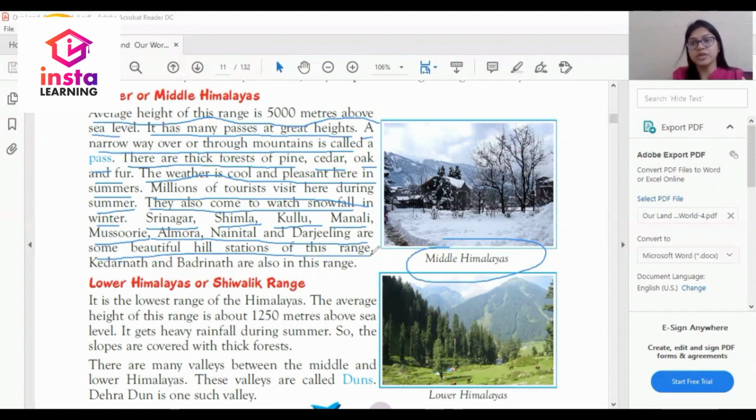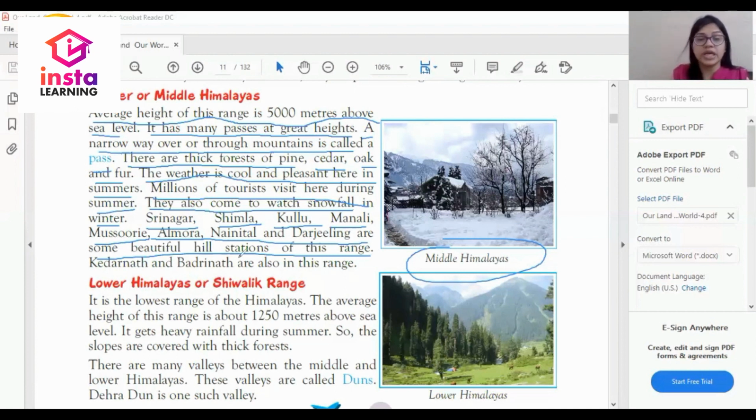So dear student, this is very important question. Which hill stations come in the range of Middle Himalayas? So the answer is Srinagar, Shimla, Kullu, Manali, Mussoorie, Almora, Nainital and Darjeeling are beautiful hill stations of this range.